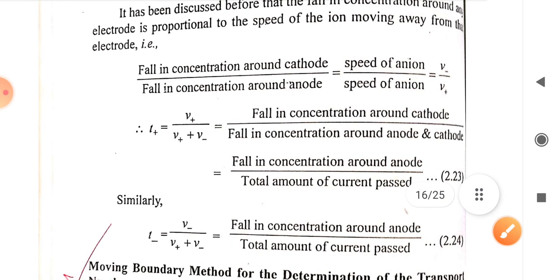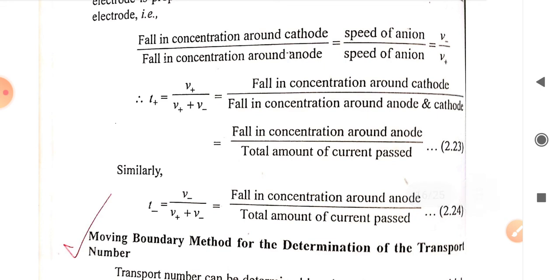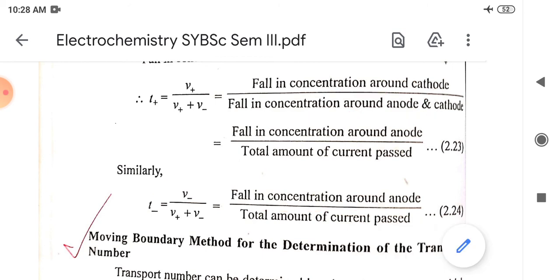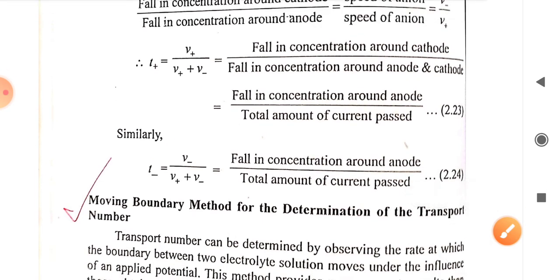So t plus, the transport number for the cation, can also be expressed as v plus upon v plus plus v minus, that is the fall in concentration around the cathode divided by the fall in concentration around the cathode and anode. So we can say the overall fall in concentration around both of these electrodes. Similarly, the transport number for the anion will be v minus upon v plus plus v minus, that is the fall in concentration around the anode upon the total fall in concentration.